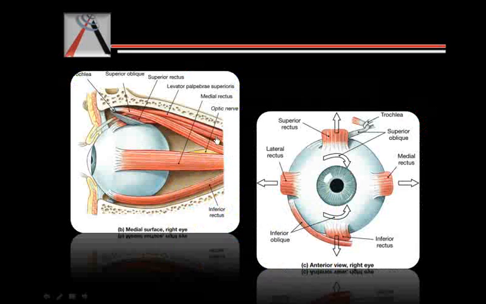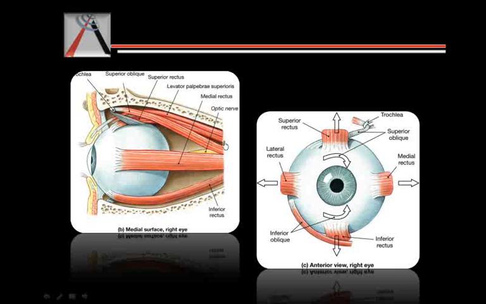In this diagram we can see the insertion of all the muscles, but before we go into the insertion, let's notice the origin of the inferior oblique once again over here. So we can see the inferior oblique originates from the anterior rim, from the orbital surface of the maxilla. So with this we come on to the insertion.